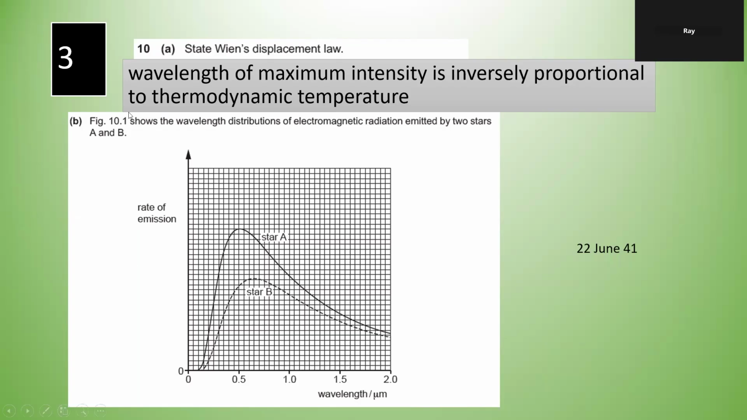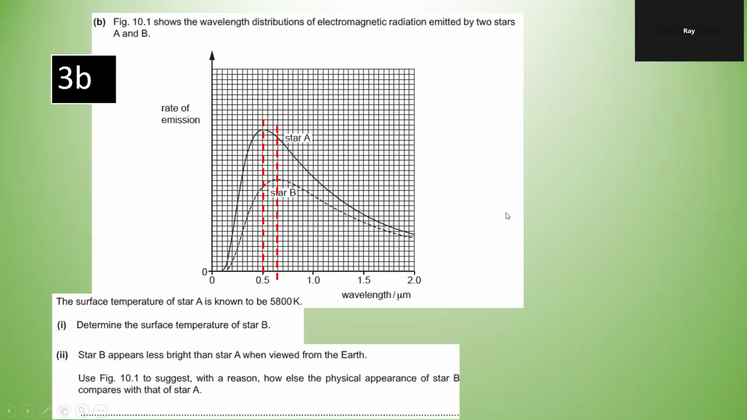Then the next part is figure 10 shows the wavelength distribution for electromagnetic radiation emitted by two stars, star A and star B. Surface temperature of star A is known to be, right, is given 5,800 Kelvin. Determine the surface temperature of B. Right? You are asked to state Wien's law, so they expect you to use Wien's law.